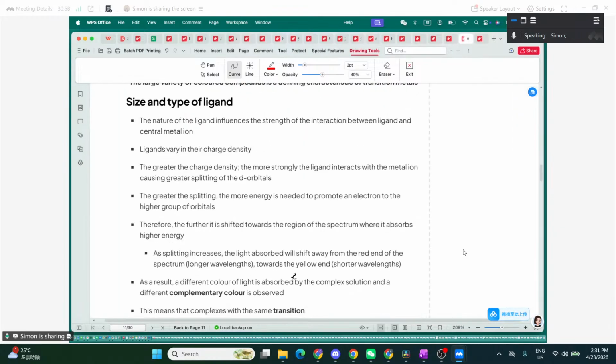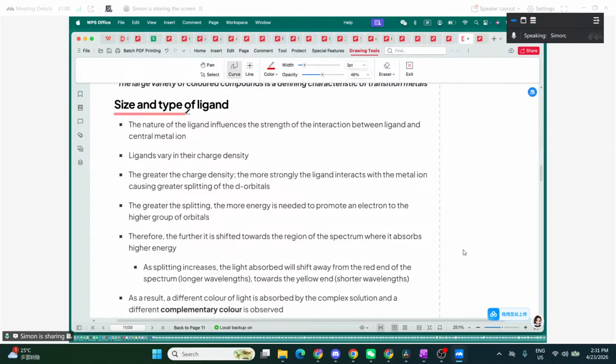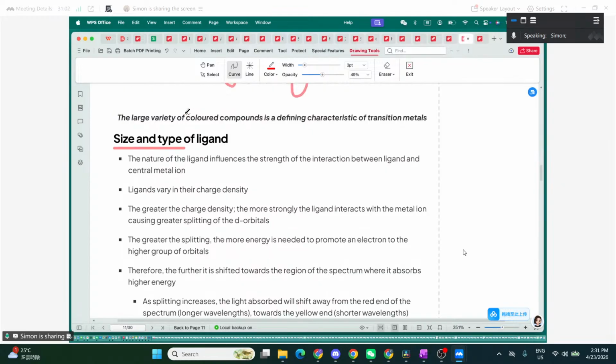Another one is the size and type of ligand. We know the nature of the ligand will influence the strength of the interaction between the ligand and the central metal ion. And we know the ligands vary in their charge density.